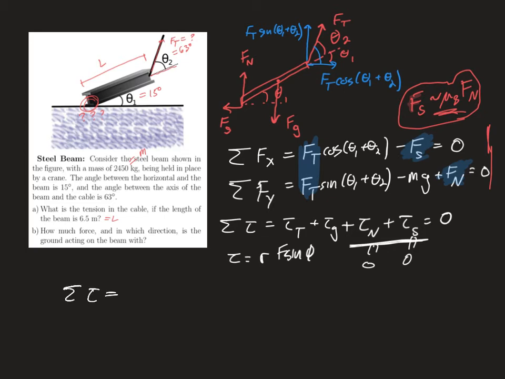So this is going to be R F sine phi for the tension. The distance from the point of rotation to where the tension is acting, that's L. F_T is the force, which we don't know yet, and then we want to take the sine of phi. I'm going to have to work out what that phi is, I think. And then I'm going to add to it the torque due to gravity.